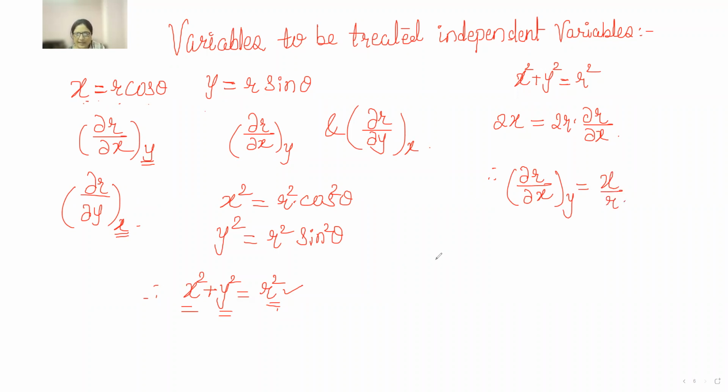In the same way, we are taking the derivative of r with respect to y. So it is 2y is equal to 2r into dou r by dou y. Therefore, dou r by dou y, keeping x independent, is equal to y divided by r. Got it? One more example I am taking here for independent variables.